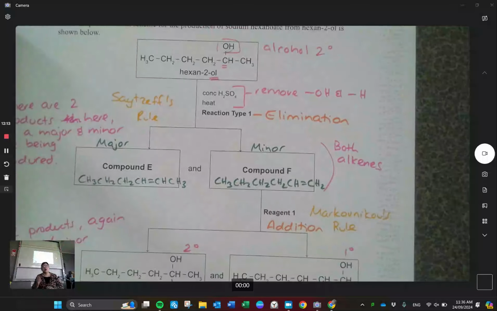So that's how I figured out compound E and compound F. Yes, I know we have lots of colors going on. I'm trying to keep pink to being all my annotation colors and orange to be the type of reaction, and then yellow to just know when you're using Zaitsev's and Markovnikov's, and then products or chemicals, organic chemicals, I'm putting in green, and then I'll put another color for the reagents.